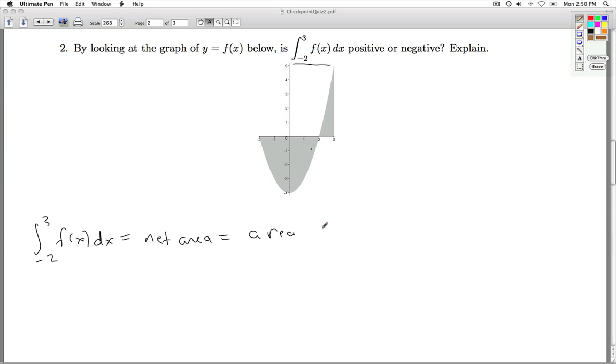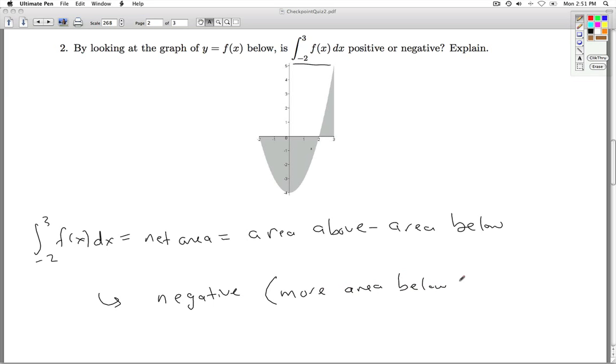It's the area above minus the area below. Now based on this picture, there seems to be a lot more area below the x-axis than there is above. And so the answer here would be negative, because there's more area below the x-axis than above the x-axis. And so that's number 2, just a quick concept question.